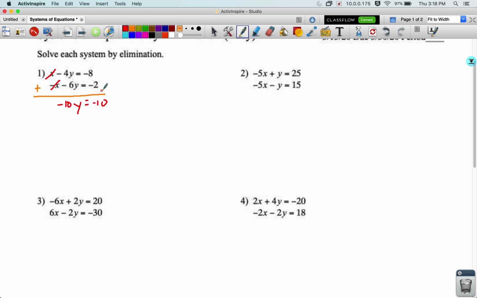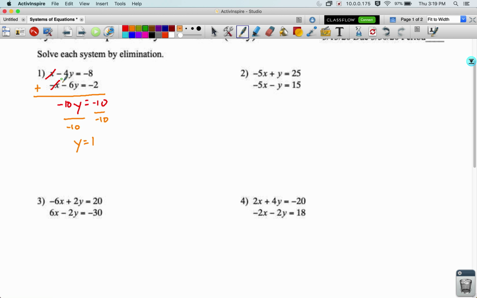Both of these equations were balanced, so adding them together should not make them unbalanced. But when we add it together, we have an equation with only one variable, and if you have one equation with one variable, you can solve for that variable. This negative 10 is multiplying the y, so I'm going to divide both sides by negative 10, and I get that y equals 1.